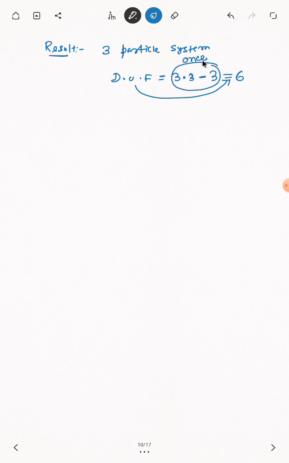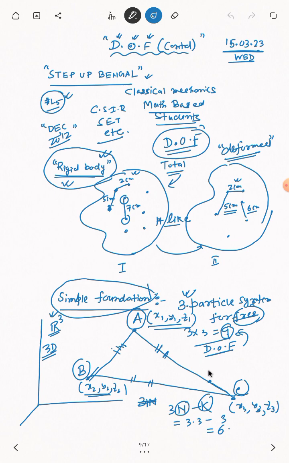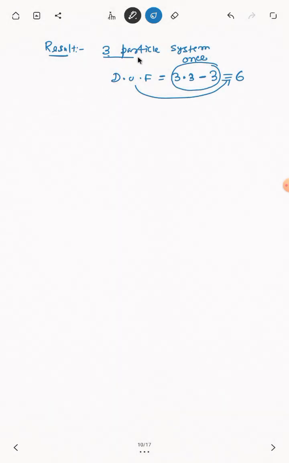Just see this once. Because in case in the exam hall, if you cannot recall whether the result is 6 or 5 or 9 etc., then this simple foundation will help all of you to quickly recover your results, as these three are free. So total 9 minus 3 rods, 3 constraints. Whenever we see some rods in rigid dynamics, or in classical mechanics for any body, we just regard those as constraints.